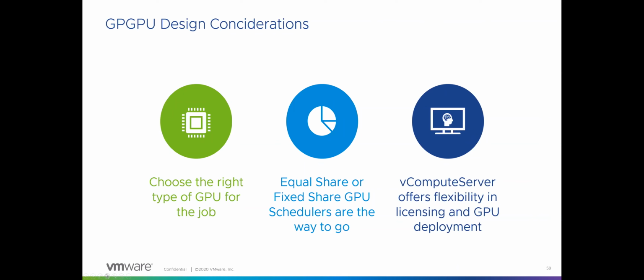Equal share or fixed share are the preferred schedulers to use in case of computational workloads, and that's because both of them are equipped with QoS features. The equal share would be used in most cases, and fixed share could be used if you would like to offer GPUs as a service. And finally, NVIDIA released the vCompute server last year, which is an offering specifically built for computational workloads. And it'll save you a lot of money in terms of licensing.